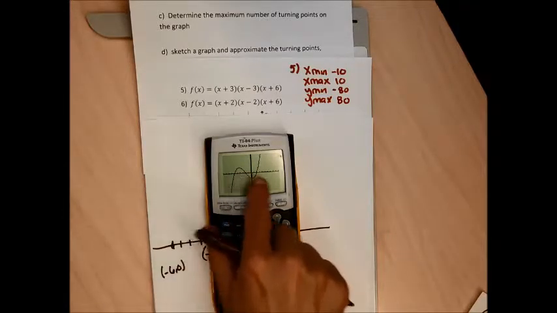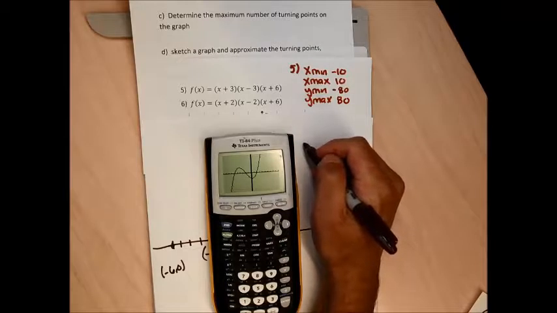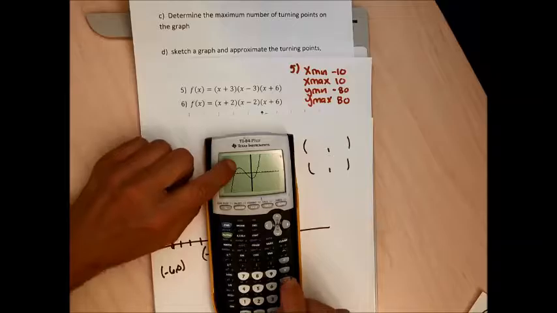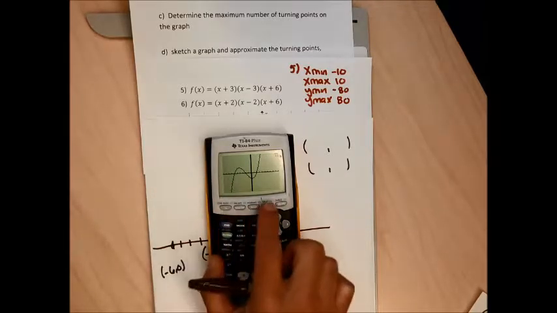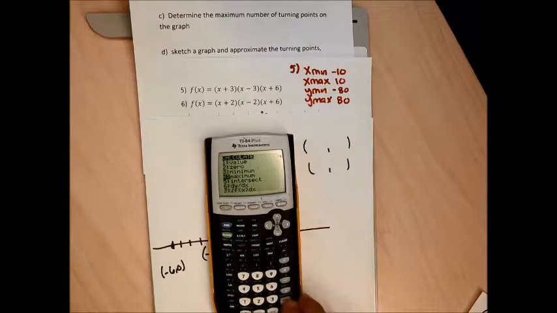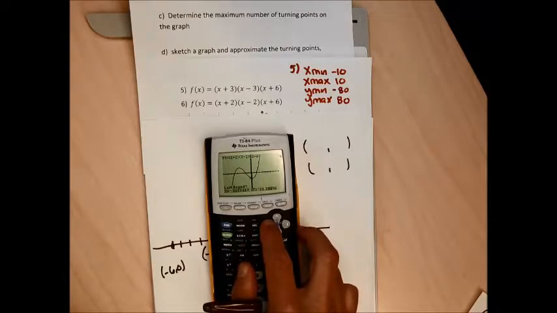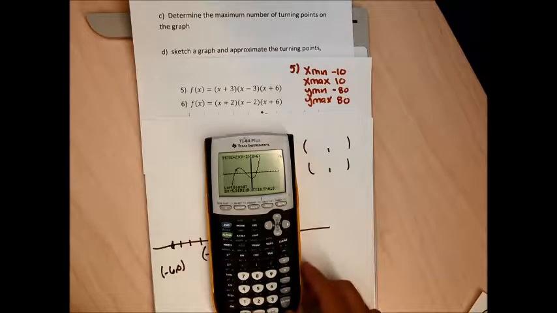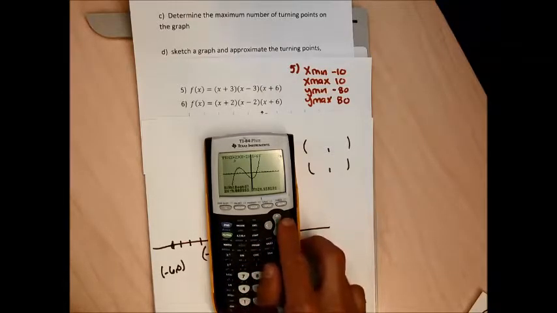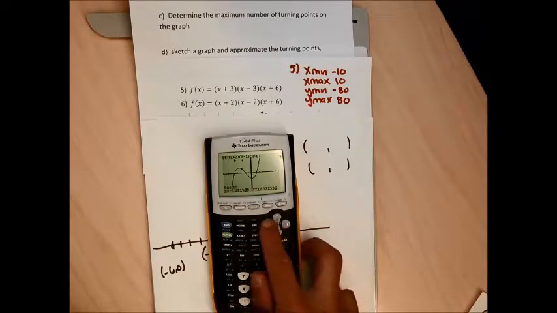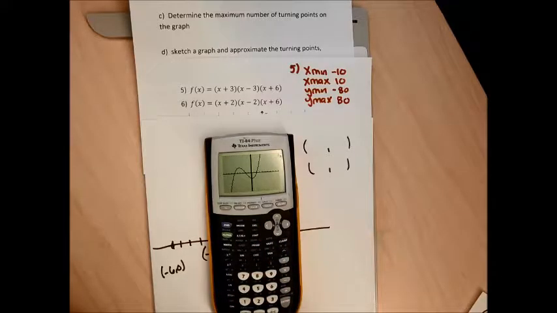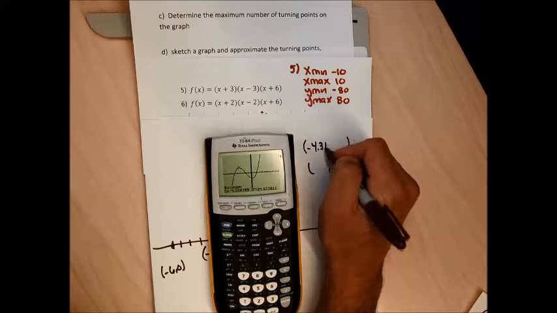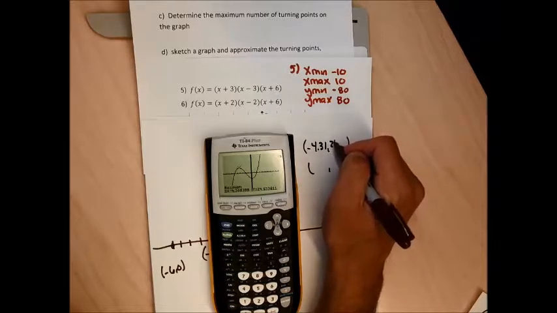So I'm going to leave that window. I'm going to find these 2 turning points. I'm going to round each to 2 decimals, since I'm going to wind up plotting it. To get this turning point, it's a maximum. I go second calc, go down to maximum, use my left arrow, get to the left of the maximum point, and hit enter. Use my right arrow, get to the right of the maximum point and hit enter, and then get as close as I can to the maximum point and hit enter. I'm going to call that negative 4.31 and 24.63.